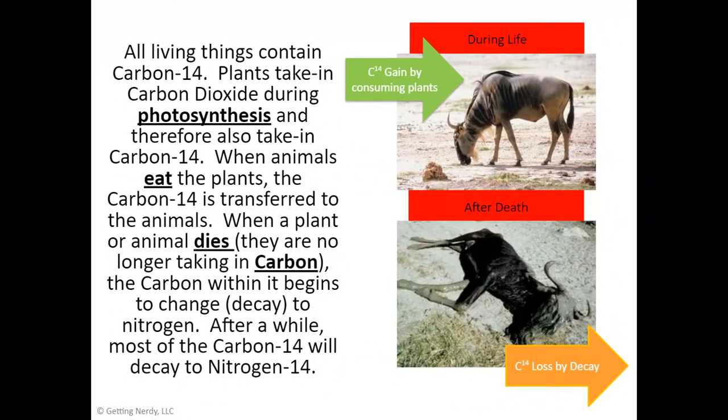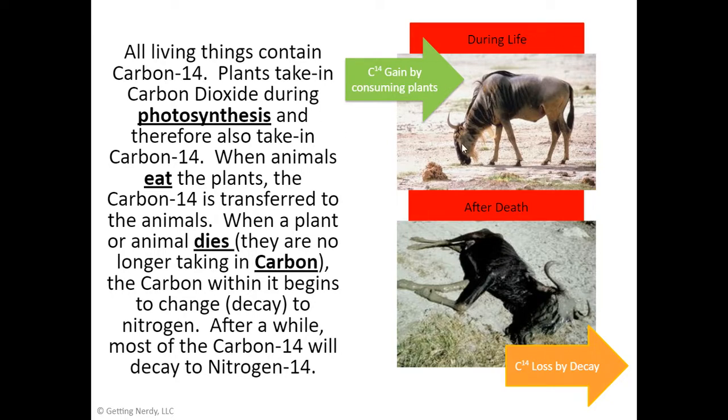Okay, so we're going to be talking mainly about carbon-14 because it has a pretty short half-life, and it's what we use to figure out the age of fossils. So all living things contain carbon-14. It's around us in trace amounts in the carbon dioxide. Plants take it in during photosynthesis, and so we breathe it in, and then we eat the plants, and it gets transferred into us.